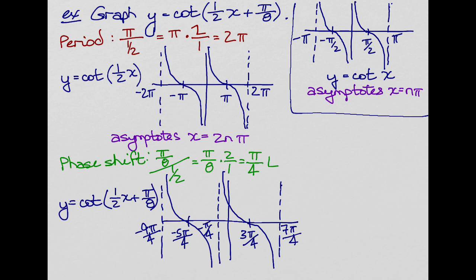So there's my final graph, and I'm going to notice where the asymptotes are. They're vertical, so they're at x equals, I'm going to name one of them, negative pi over 4, plus or minus the period, 2 pi, n. The n is just there. I can go any number of periods out that I want to. So there's my final graph for this function.